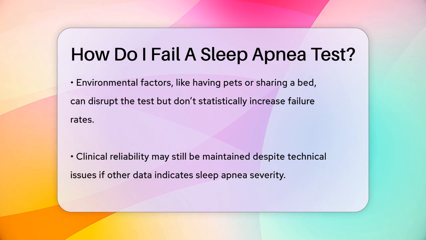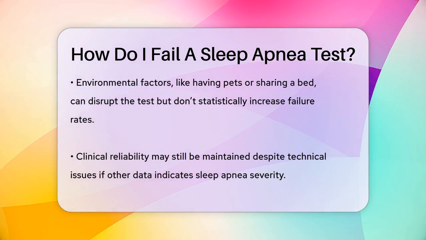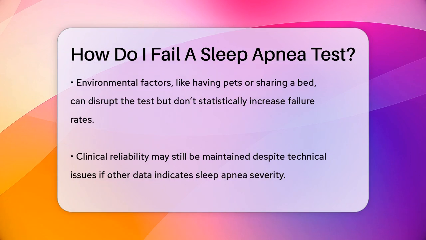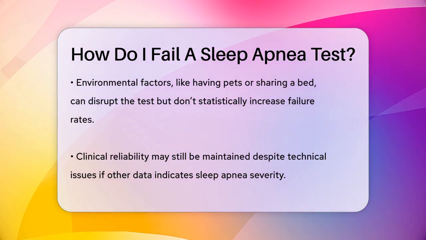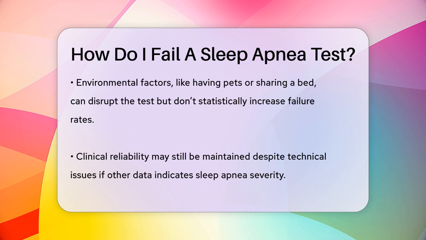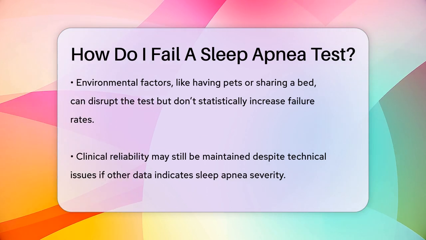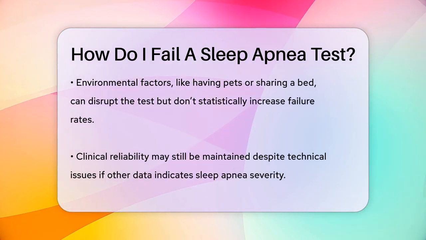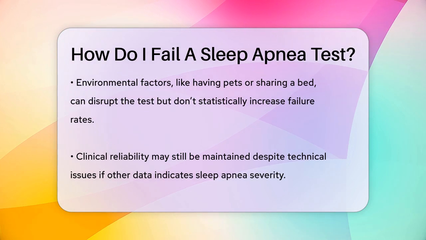Environmental factors. Environmental conditions at home can also affect the test. Having small children or pets, sharing a bed with someone, or working irregular hours do not statistically increase the failure rate, but they could potentially disrupt the test if they interfere with the equipment or your sleep.